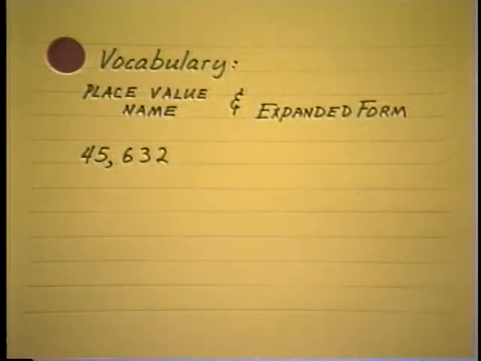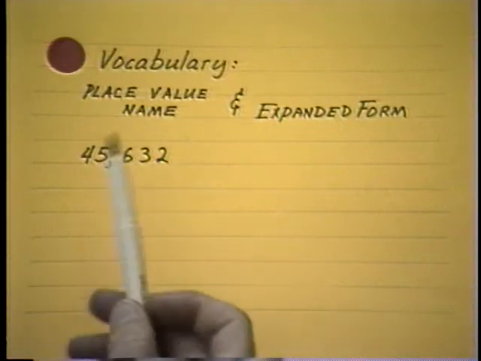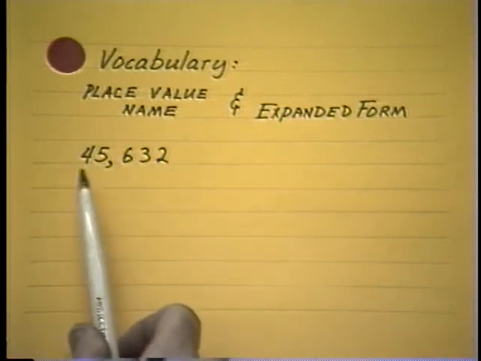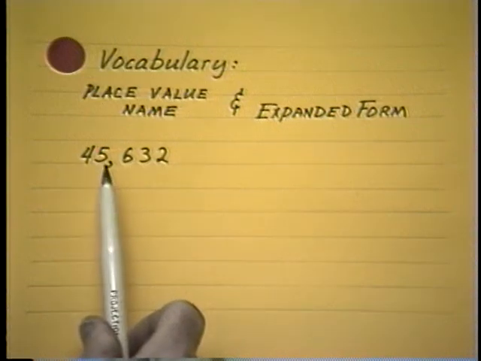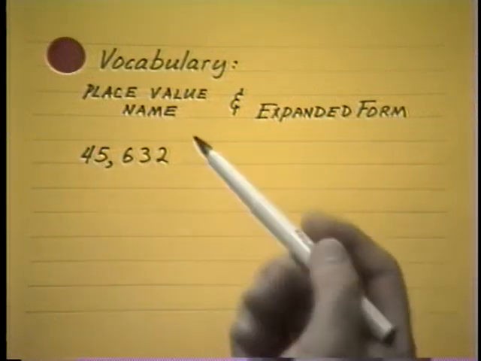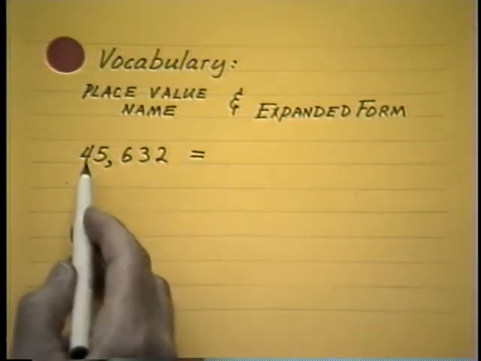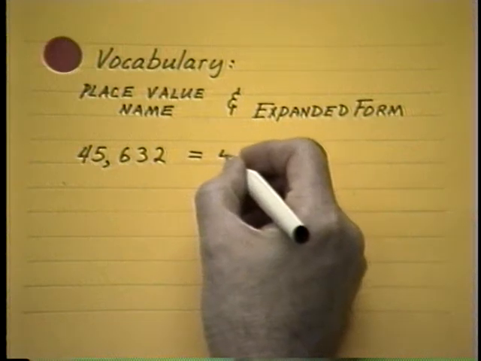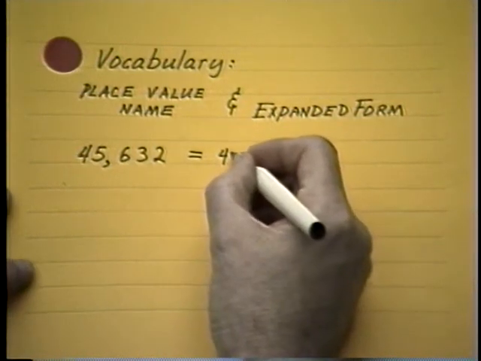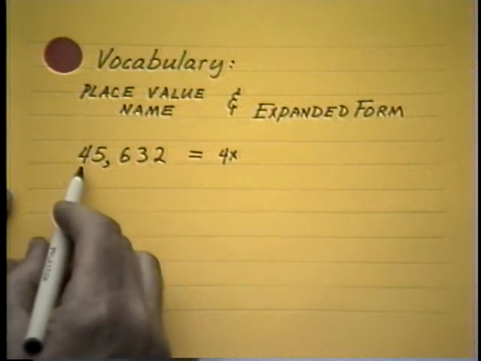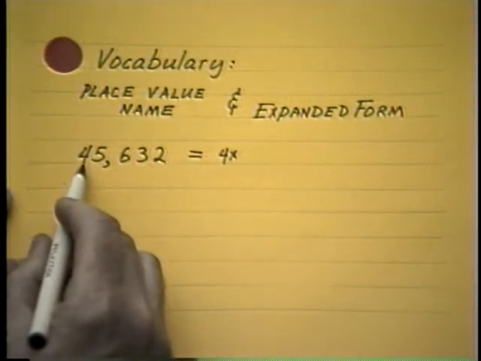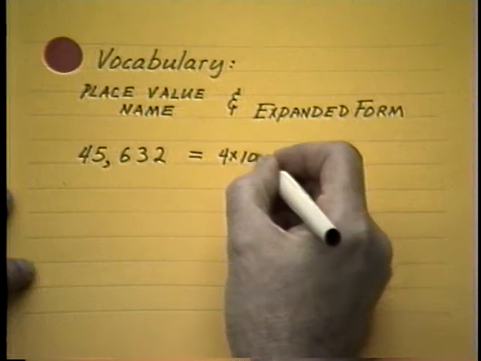This lesson continues to develop a vocabulary which will be used in later lessons to explain what would otherwise seem to be complicated processes. Here you have the place value name of a number, 45,632. Now let's ask ourselves, what does a 4 in this place really mean? I really don't have a 4. What I have is a 4 times its place value of that spot, which is 10,000.